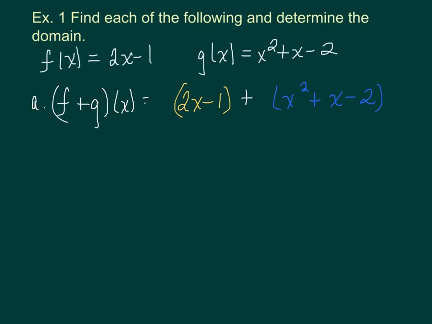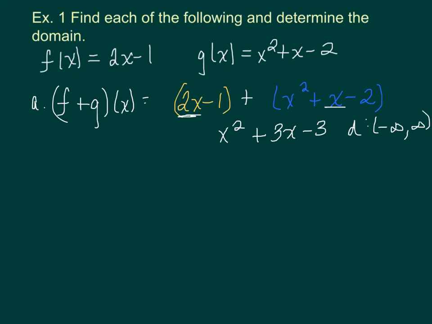So since we're just combining like terms, I always start with my highest power. x squared. I have a 2x and an x, so that makes it 3x. And then negative 1 plus negative 2 is negative 3. Now, they're going to ask you to find the domain, and you figure out, do you see a fraction or do you see square rooting? If you don't see either, then your domain is still negative infinity to positive infinity.